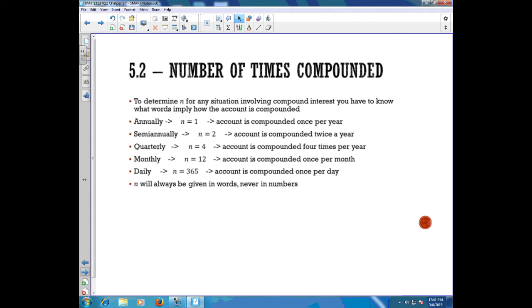In this case, N will always be given in words in the problem. It'll never be given in numbers. You have to know the words and be able to associate the numbers with them. Four out of five of those should be easy to remember. Semi-annually might be a little confusing.